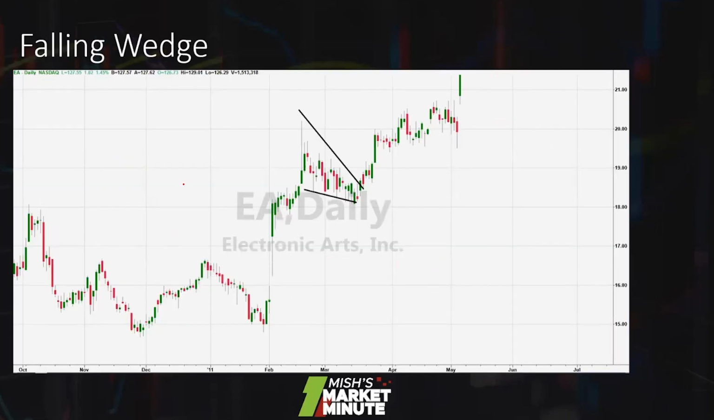And here is a falling wedge. Now, in this case, this was happening on a correction. You could also have said that it's possible that it happened here when it went like this.